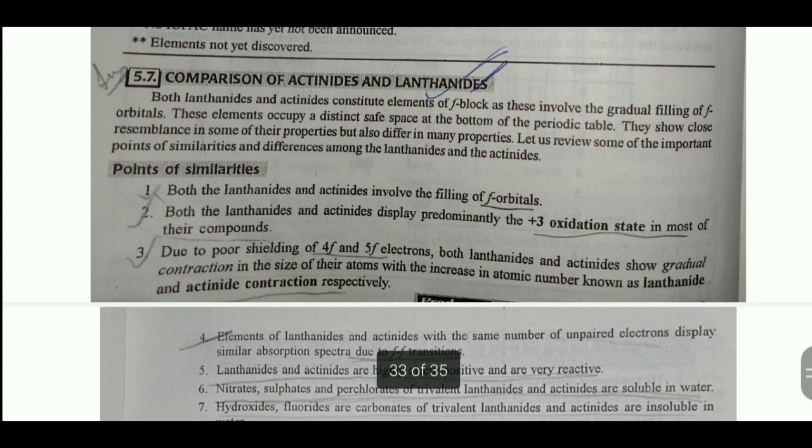Comparison of actinides and lanthanides. Both lanthanides and actinides constitute elements of the f block, as these involve the gradual filling of the f orbital. These elements occupy a distinct separate space at the bottom of the periodic table. They show close resemblance in some of their properties but also differ in many properties. Let us review some of the important points of similarities and differences among the lanthanides and the actinides.